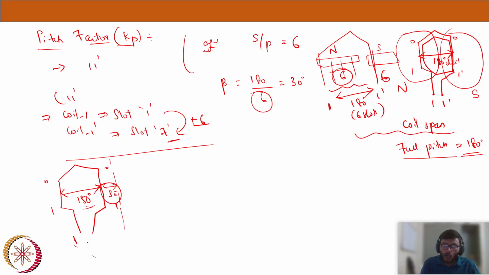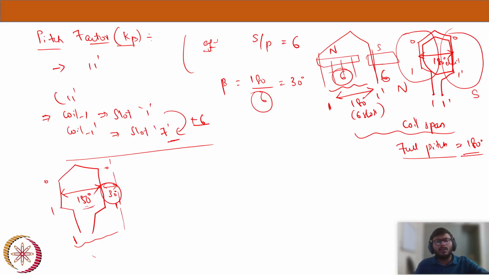In the short pitched winding, we will get a bit less voltage because we have short pitched by 30 degrees. If we take the ratio in these two cases, by what factor the voltage will reduce, that is called the pitch factor. Previously we discussed the distribution factor, the ratio of the resultant voltages in distributed and concentrated. Here the ratio is between the resultant voltages in short pitched divided by full pitched. That is what we are interested in.